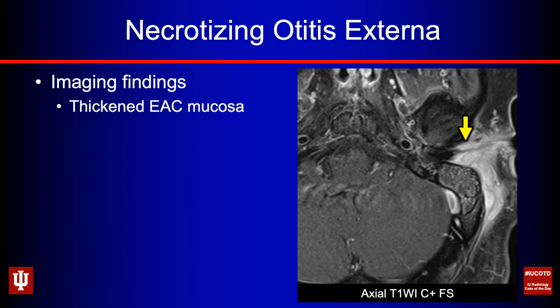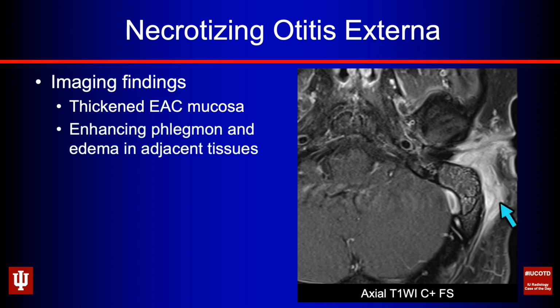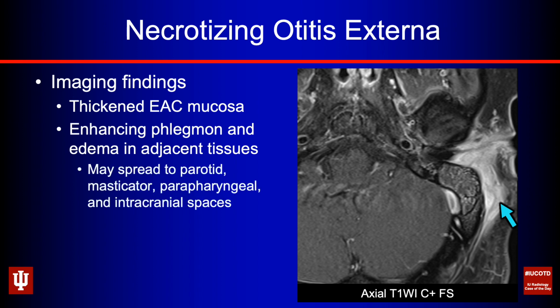So what do you look for? Well, you're looking for thickening and hyperenhancement of that EAC mucosa, that skin, that soft tissue lining the cartilaginous and bony external auditory canal. So here we can see the yellow arrow pointing to it, just how thickened and hyperenhancing that is. But that enhancing phlegmon and edema also extends into the surrounding soft tissues. So look in the preauricular, the periauricular, the auricular soft tissues for that matter. The external ear also gets involved with this.